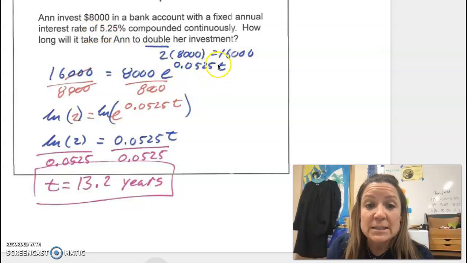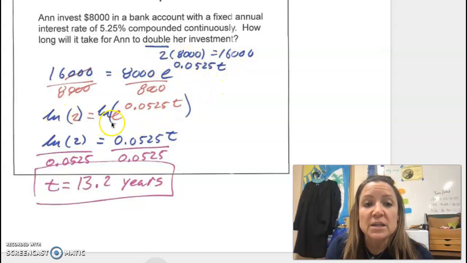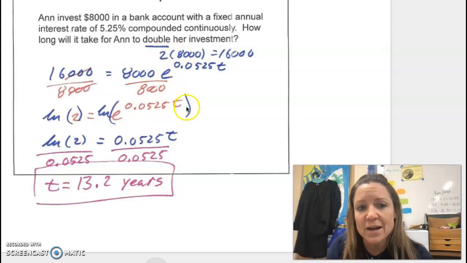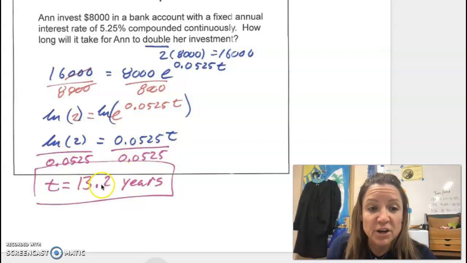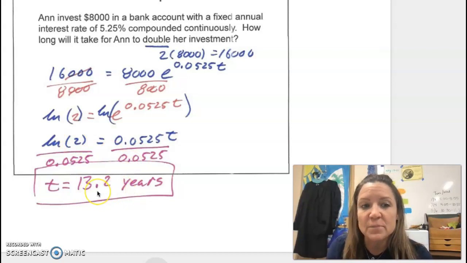The answer that we want is t, time. How long is that going to take her? How long will it take Anne to double it? So we're going to divide both sides by 8,000. So we have 2 on the left. The 8,000s cancel over here, and we're just left with e to that exponent. So we're going to take the natural log of both sides. And on the right, that leaves us with the 0.0525t. So we're going to divide both sides by that decimal. And if you punch that in your calculator correctly, you're going to get 13.2. That's how many years it's going to take for Anne to double her money.